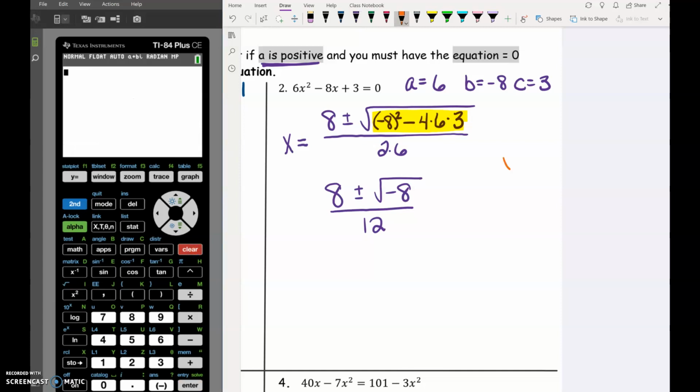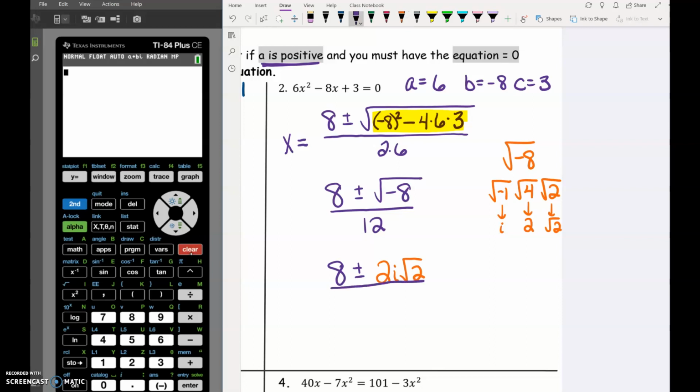All right, we need to take the square root of -8 and simplify it. How can we break down the square root of -8? -1, and then 8 would split into 4 and 2. Square root of 4 is 2. That's i, and that stays square root of 2. So we have 8 plus or minus 2i square root of 2 all over 12.